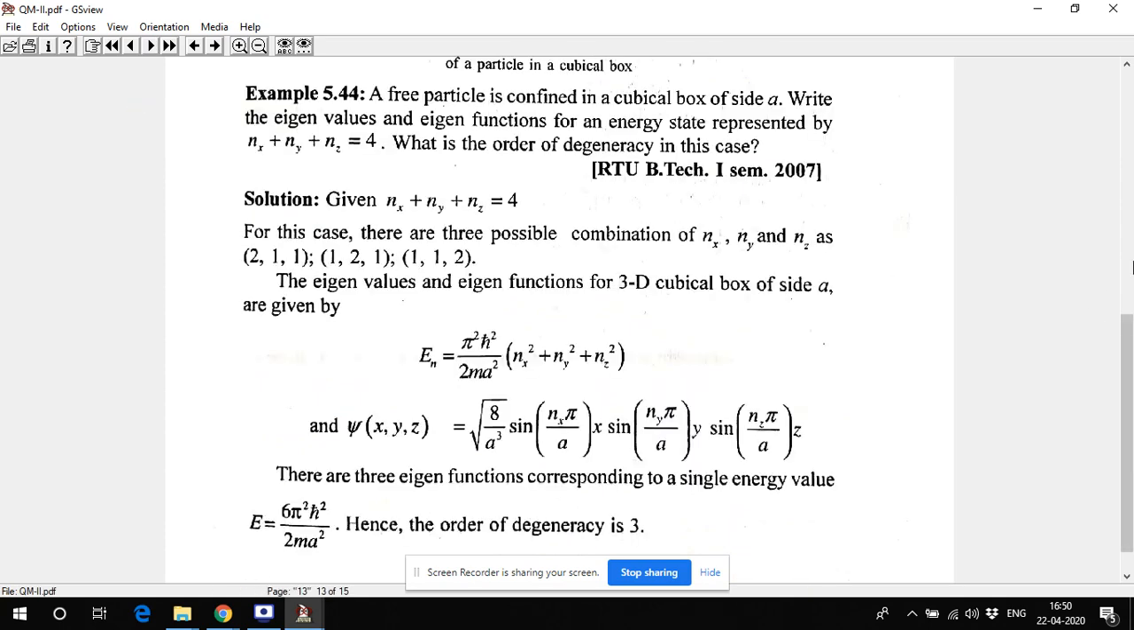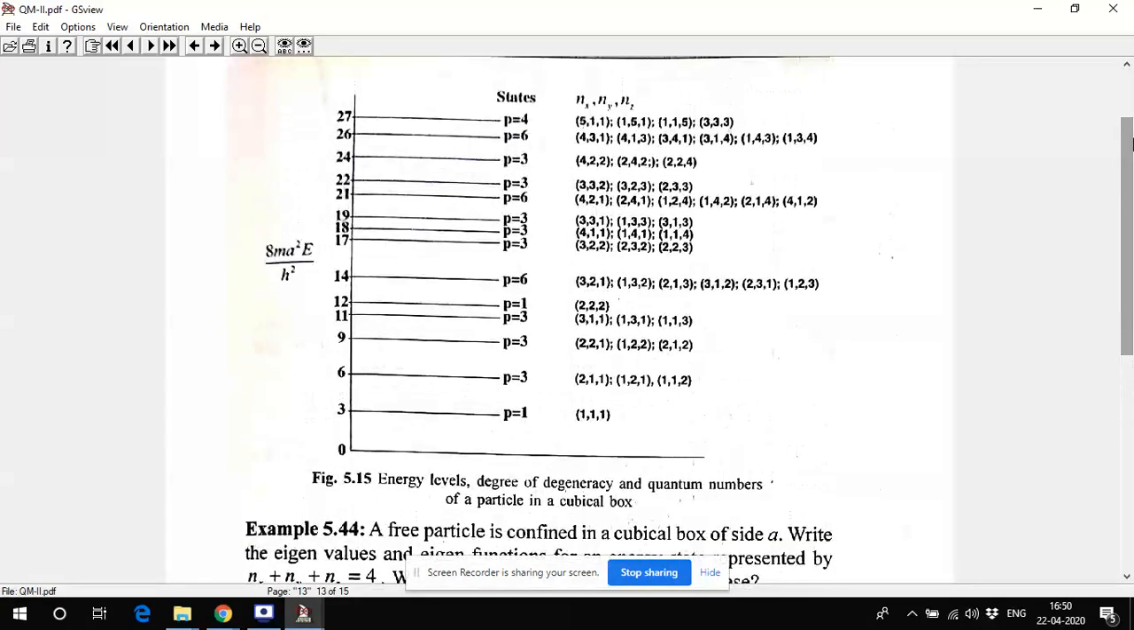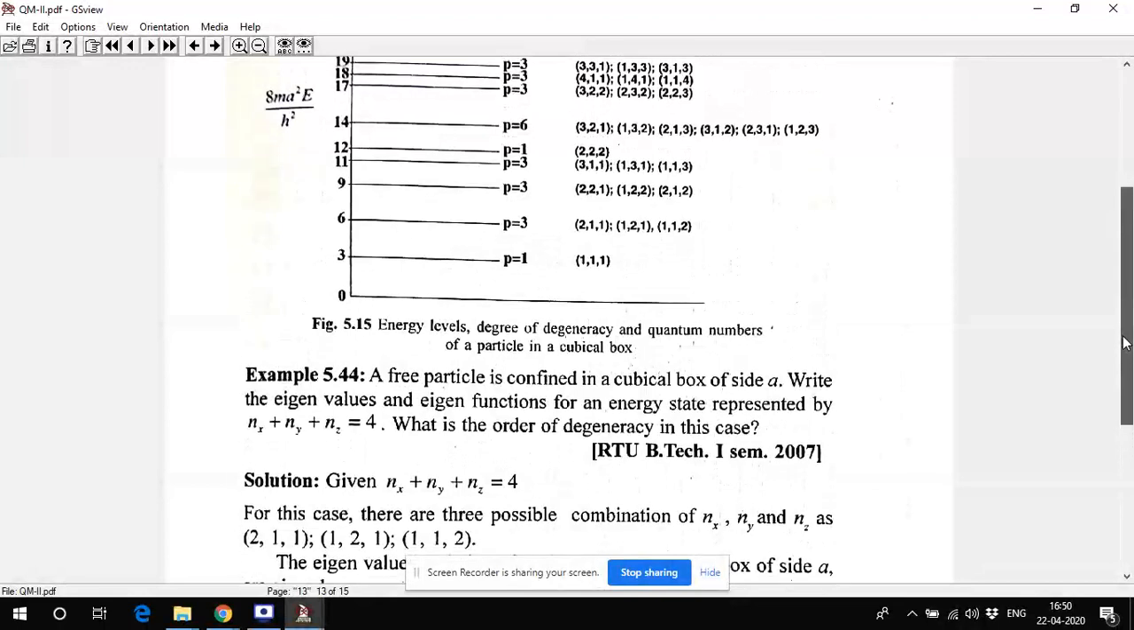So I have this particular diagram for you. You can say 111 will give you only one, this is the one energy. But 112 will give me 3 sets, so the degeneracy is of 3 level. Similarly, 221 will give you 3 sets with the same energy. If you take 321, there are 6 combinations by which you will get the same energy. So this is 6-fold degenerate. So this is what the degeneracy is.